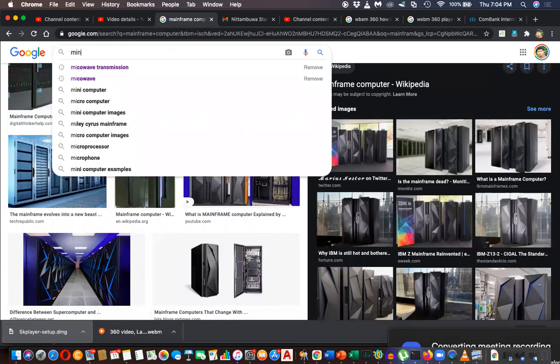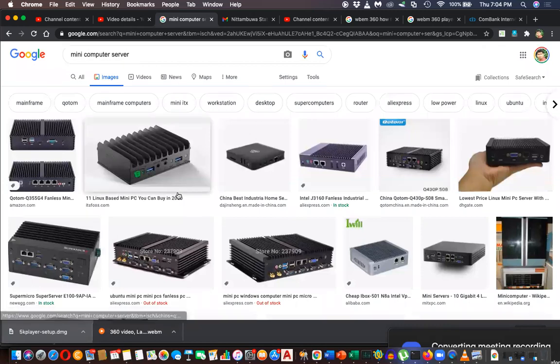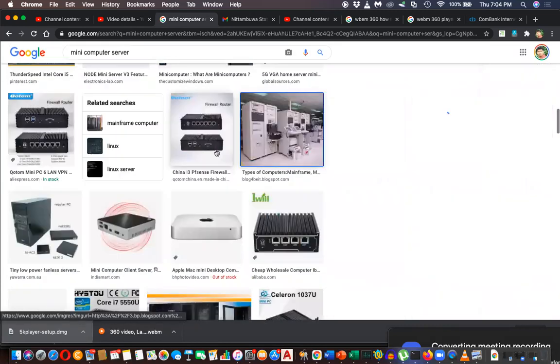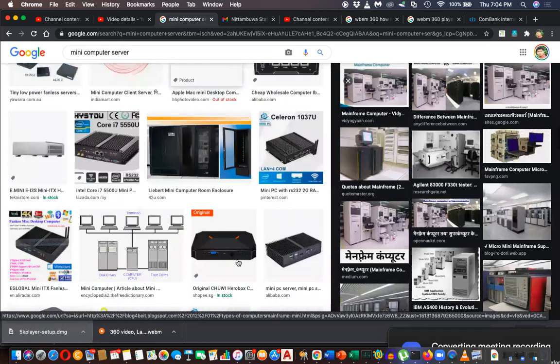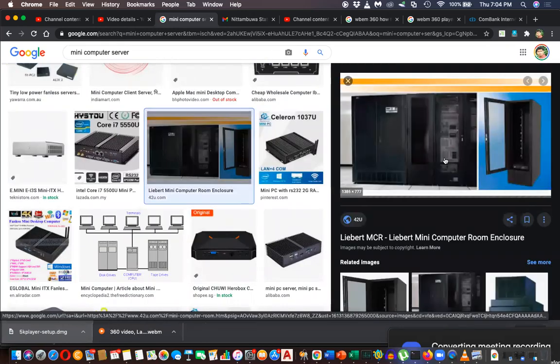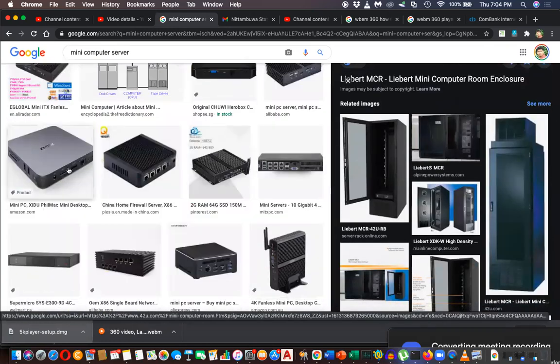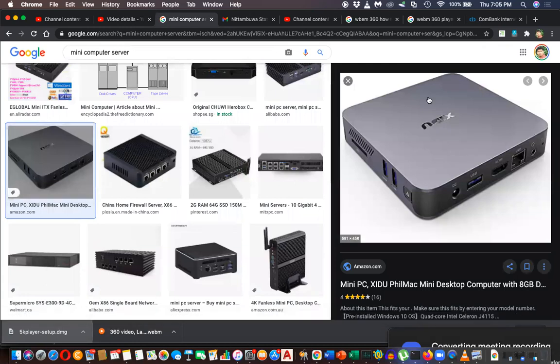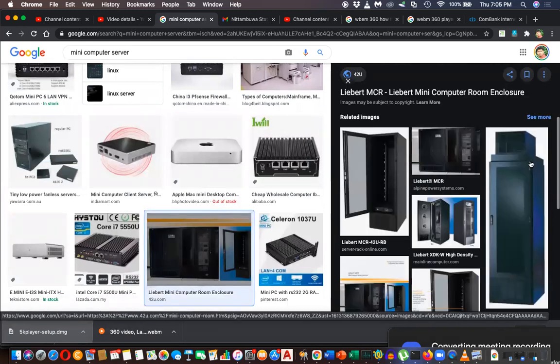And then you have minicomputers, and the workstations. Sometimes you see this one, a mini desktop, but this is not a minicomputer. This is a mini microcomputer. A minicomputer is also larger than we expect.